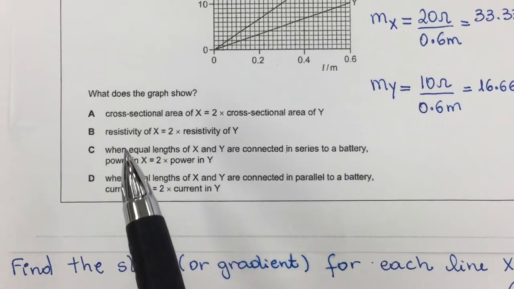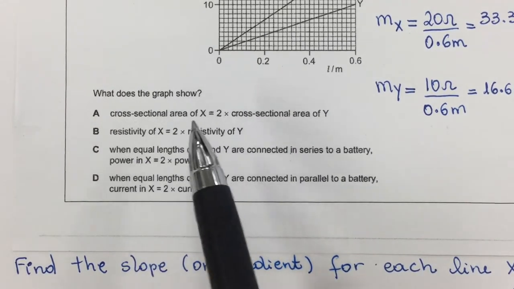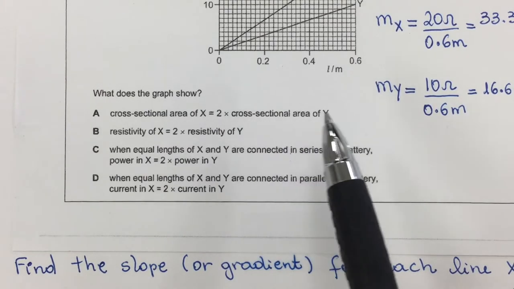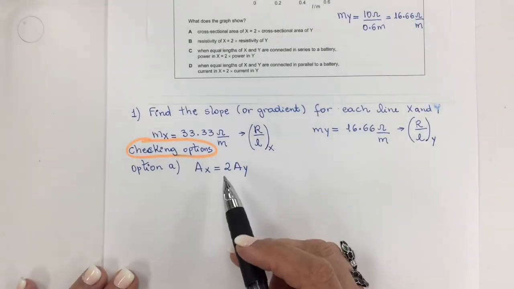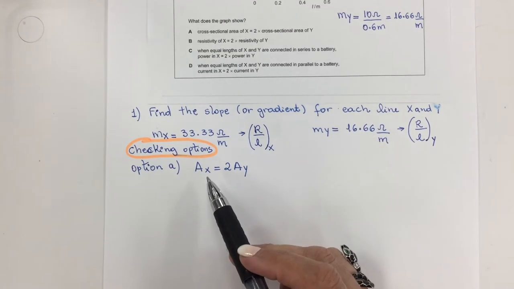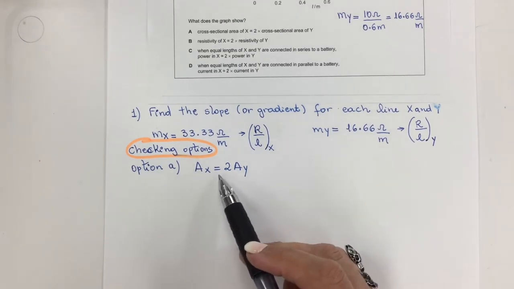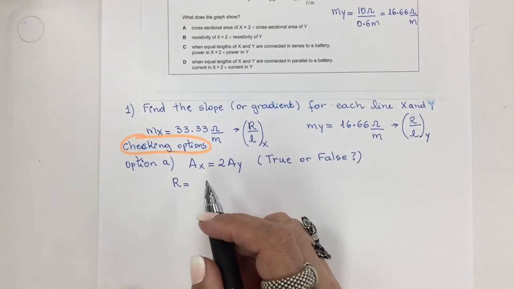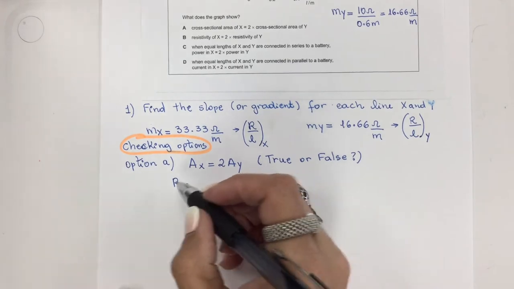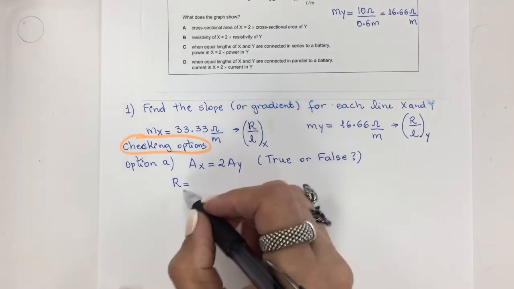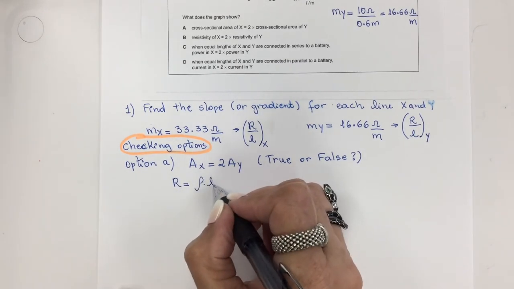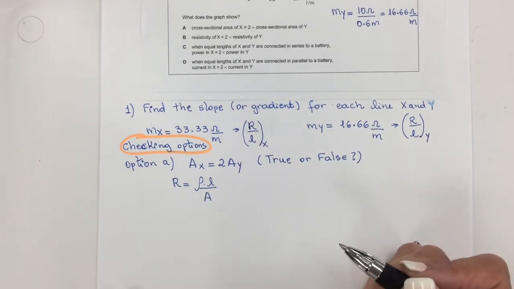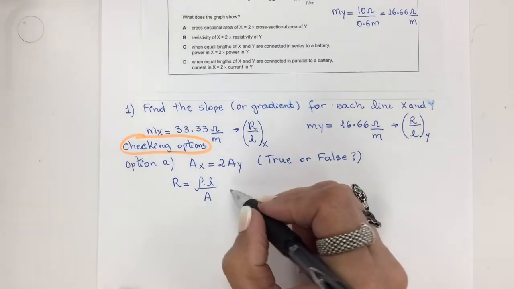Checking option A. The cross-sectional area of X is 2 times the cross-sectional area of Y. So option A states that the cross-sectional area X is 2 times the cross-sectional area Y. To check this statement, I'm going to write the equation for resistance in terms of the length and cross-sectional area of a wire.